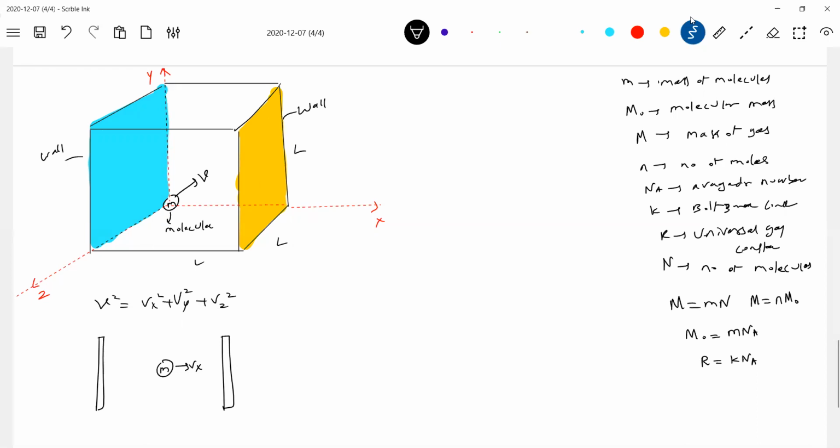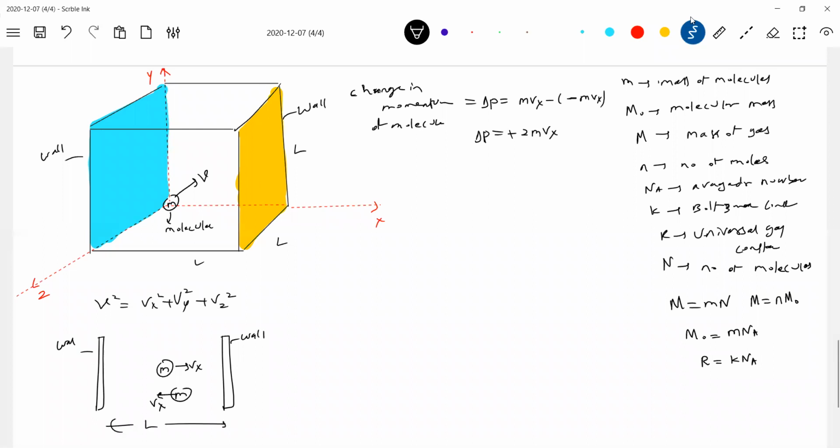Okay, let's get into the derivation part. What are we going to derive? How the pressure of gas I want to express in terms of speed of molecule. So here there's a wall. The molecule will go and collide, as it is an elastic collision. So what is the change in momentum of the molecule? Delta P should be equal to mvx minus of minus mvx. So this should be 2 mvx. Fine.